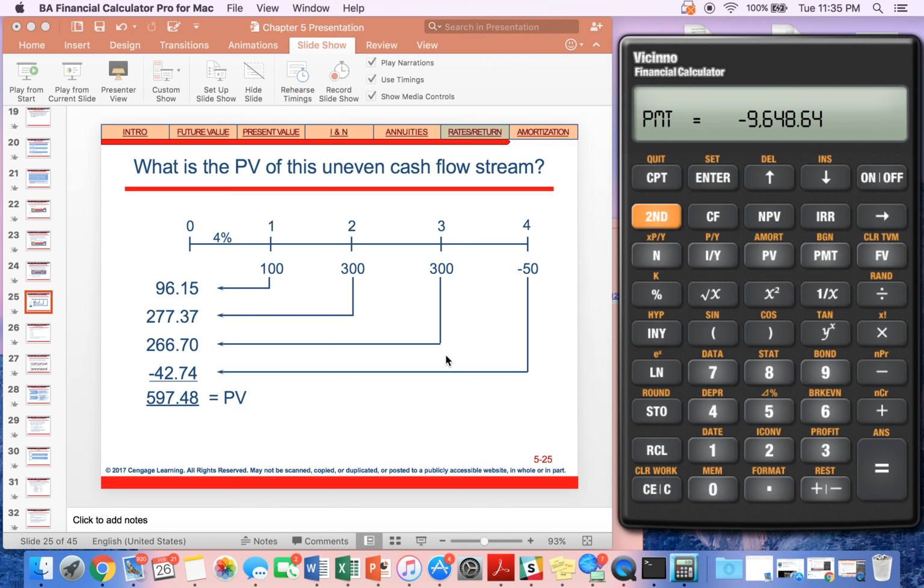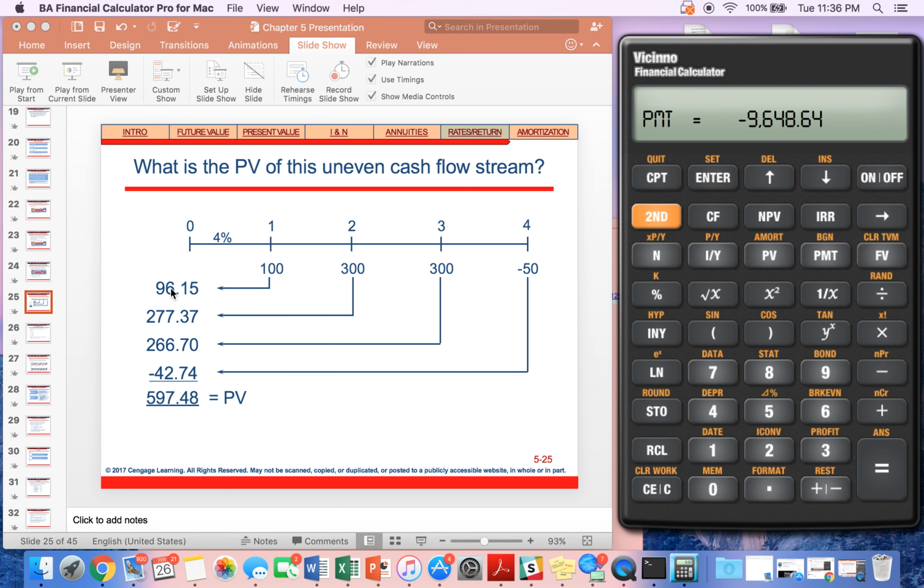If we look at this, the question asks, what is the present value of this uneven cash flow stream? What is it worth? So if we look today at our cash flow stream, today we don't have anything, but in year 1, we are expected to have $100, in year 2, $300, in year 3, $300 as well, and in year 4, -$50. These are the future values, that's all good and well, but what is it actually worth today? So one method is called discounting, and I mentioned this earlier. We're taking a future value and bringing it back into the present time. So we're going backwards in time.